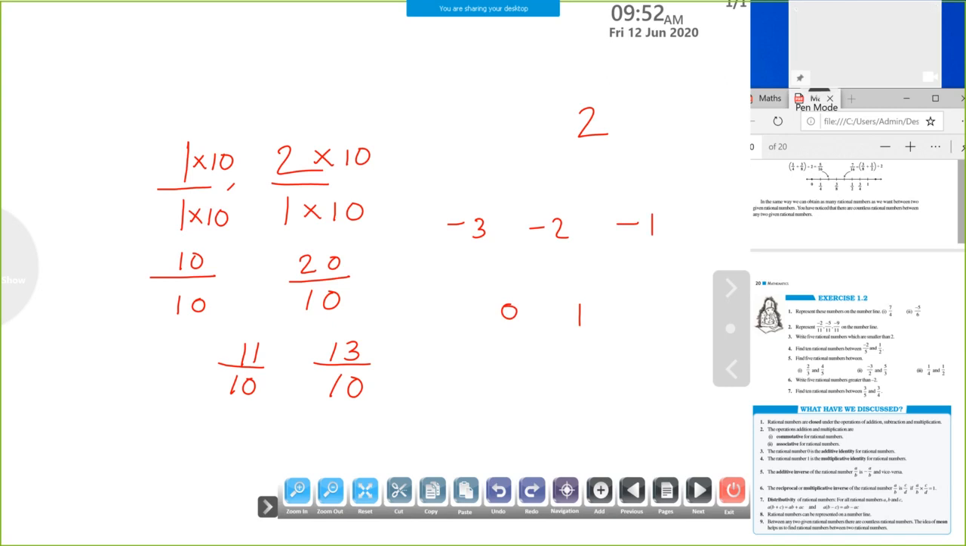So how to write them as rational numbers? How to write it? This 2 is 2 by 1, right? So you need all the numbers with the same denominator. So multiply by 10. So with the 10 you write it. That's it.